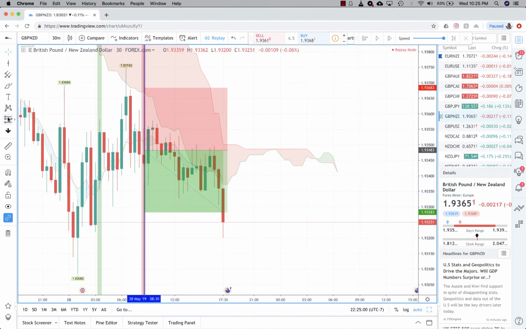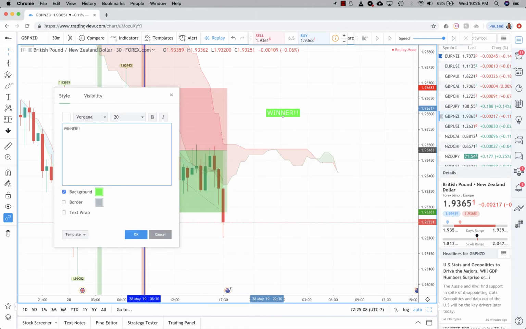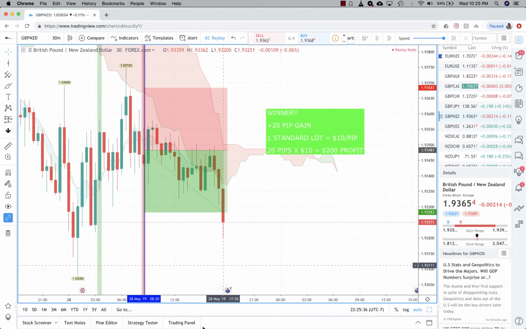So let's run that same analysis we just did previously. Let's see, winner for a plus 20 pip gain, and one standard lot equals $10 per pip. So same analysis as before, 20 pips times $10 equals a $200 profit. Not bad. Now let's go on to the next one.